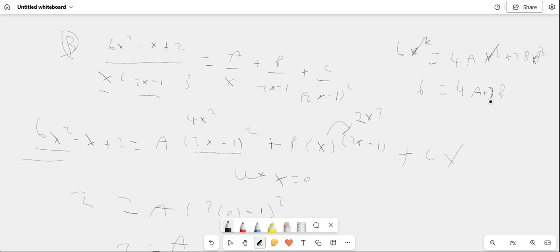And we know that a is equal to 2. So 6 is equal to 4 times 2 plus 2b. So move that to the other side. That's going to be minus 2 divided by 2, so b is equal to minus 1. And that's the end.